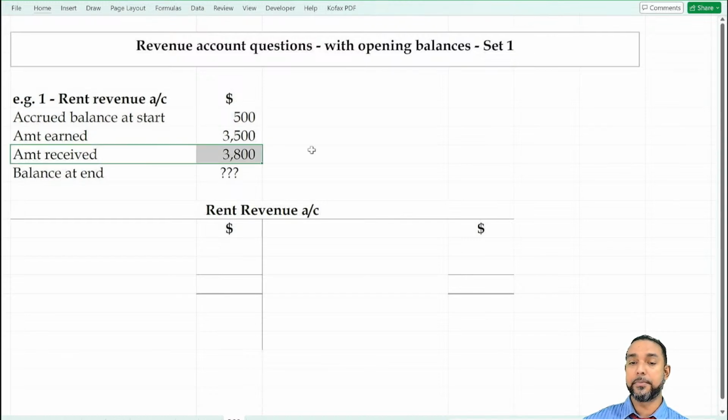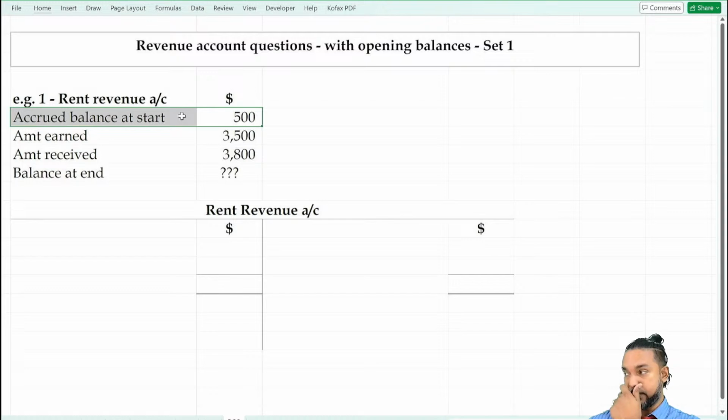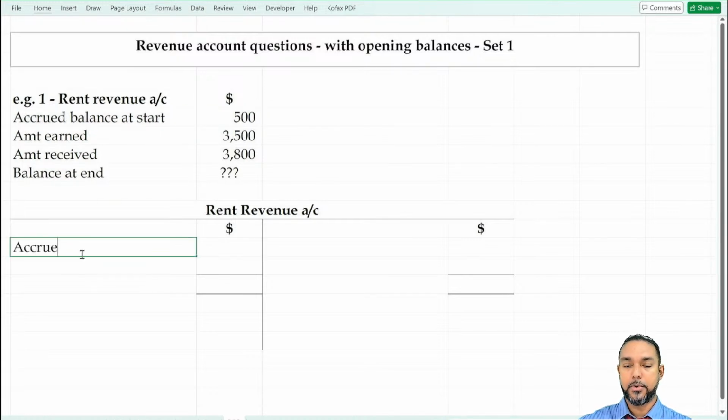How much did they actually pay you? 3,800. So what's going to happen at the end? They're still going to be owing you something at the end, right? Okay. So what we're going to do, let's start. So an opening accrued balance, so an accrued revenue is classified as a current asset because it's a benefit. It's money owed to you, which is a benefit you can reasonably expect to receive in the foreseeable future. All right. So accrued balance at start.